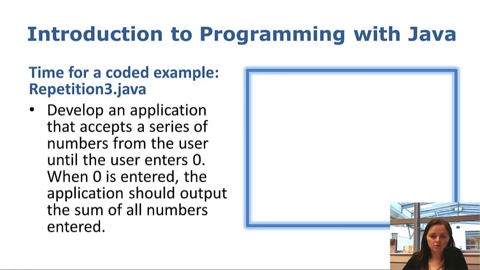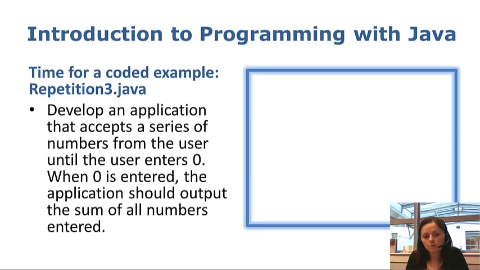Again, I think we'll jump straight into an example. So an example that would require a Sentinel controlled loop is this one, repetition3.java. Develop an application that accepts a series of numbers from the user until the user enters 0. So we don't know how many times this piece of code is going to run. It's just going to continue asking the user for a number until they enter 0.